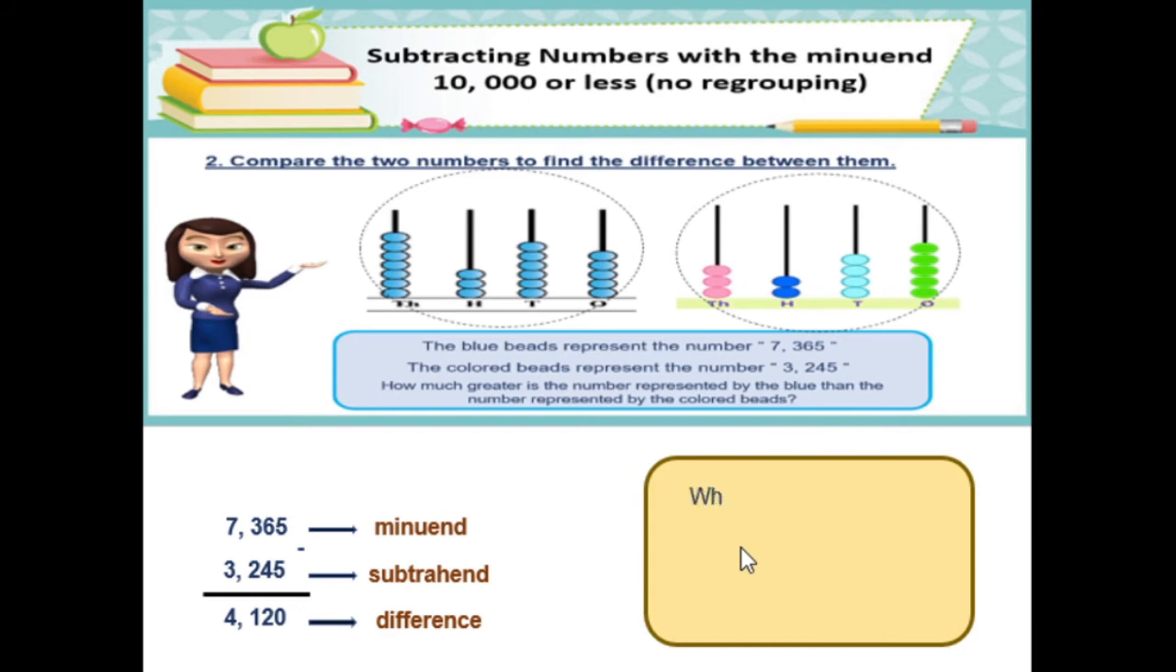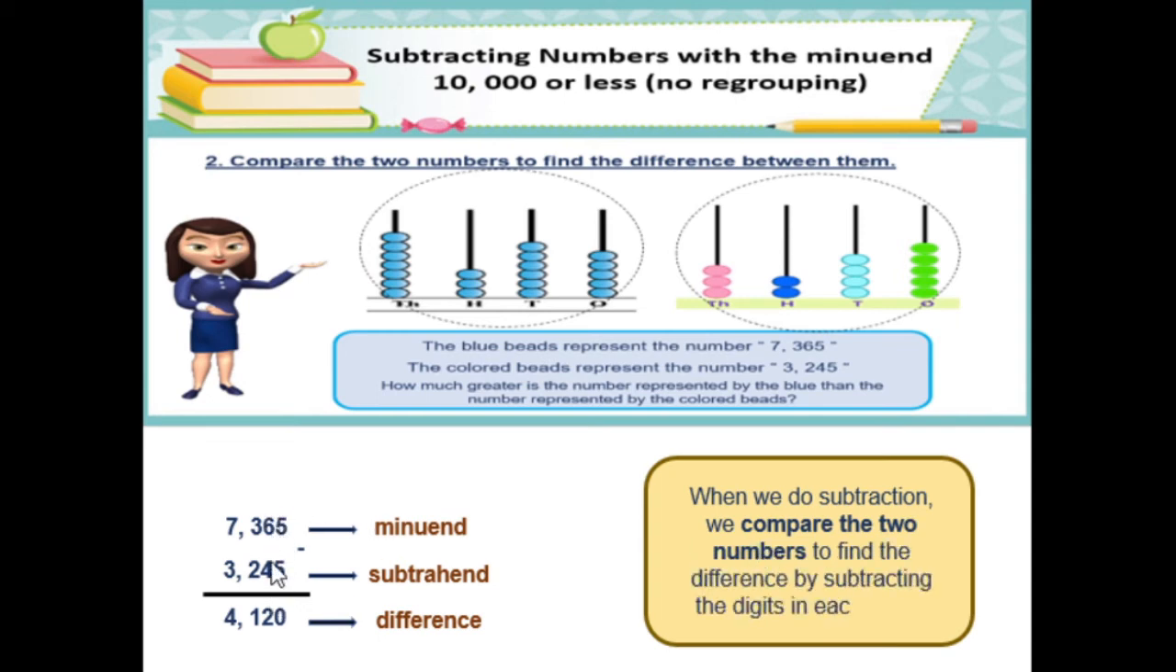Remember, when we do subtraction, we compare the two numbers to find the difference by subtracting the digits in each place. Still, our number sentence will be 7,365 minus 3,245.